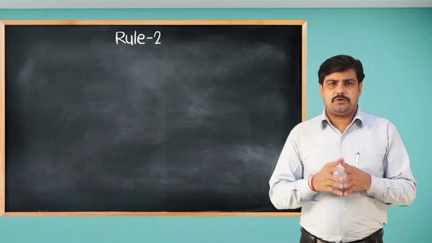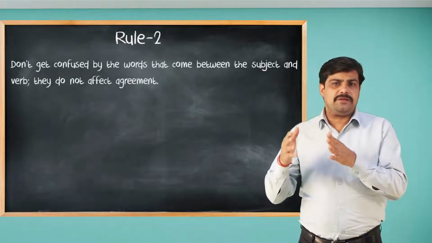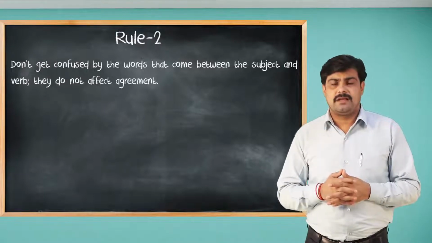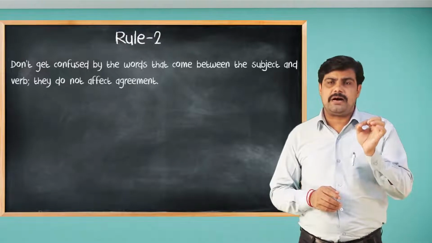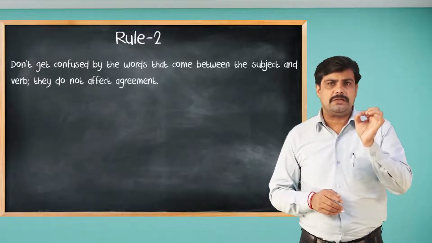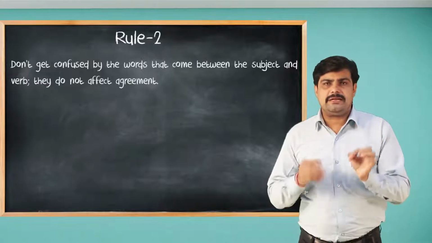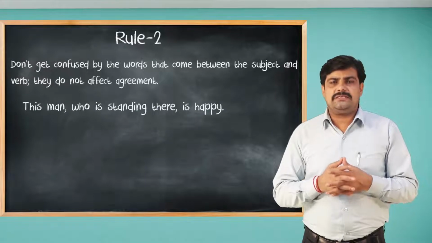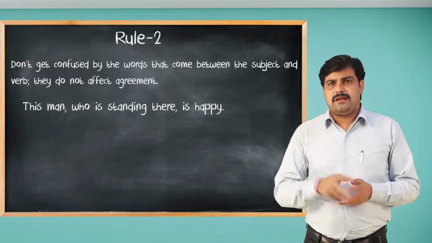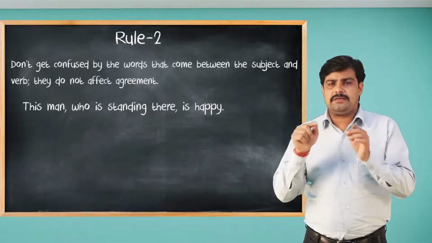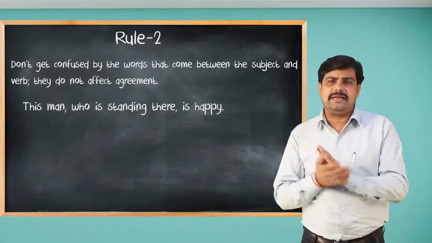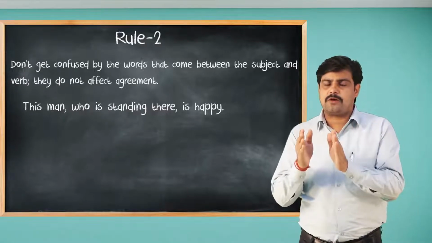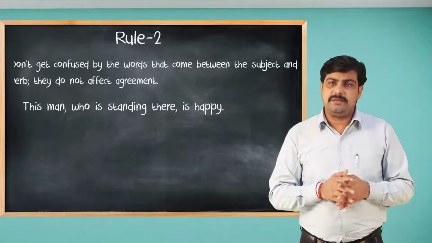Now rule number 2: don't get confused by the words that come between the subject and the verb. They do not affect the agreement. Many of the students are unable to find the actual subject or actual noun, and that's why they are prone to make mistakes. Let's see: this man who is standing there is happy. In between the noun and the verb, there is a phrase, who is standing there. It is not affecting, because we are applying the verb is according to the noun, the man.